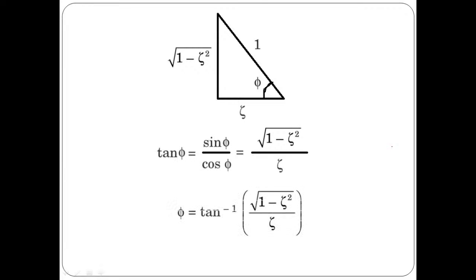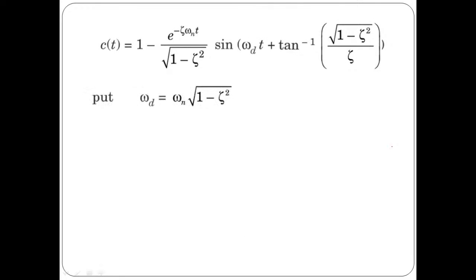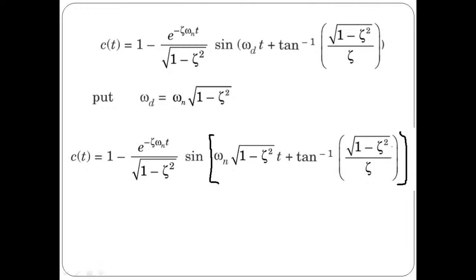And finally, we can write phi as tan inverse of under root 1 minus zeta square by zeta. And this is the final equation we got. C of t is nothing but 1 minus e to the power minus zeta omega n t upon under root 1 minus zeta square, then sine of this entire term, which is going to be your angle, that is omega n under root 1 minus zeta square into t plus tan inverse of under root 1 minus zeta square by zeta. This is very important, and you have to remember this equation.